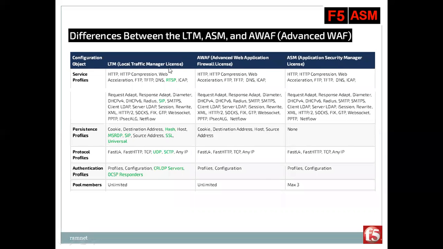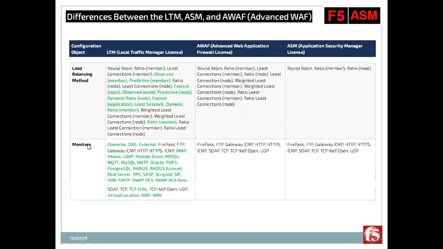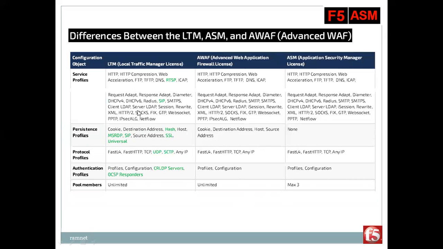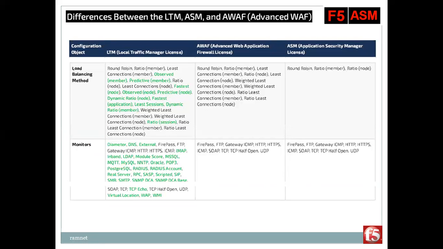And this is the comparison between the LTM, ASM, and the AWAF. Comparisons of the configuration objects: source profile, persistent profile, protection profile, authentication profile, pool members, load balancing method, monitors, these are all there. So this is a very big comparison list. You can go through that, what all the lists are. And definitely we just need to go for Advanced WAF only so that we will get all the latest benefits of this, because day by day malware and other things are attacking so heavily. So we require to have that.